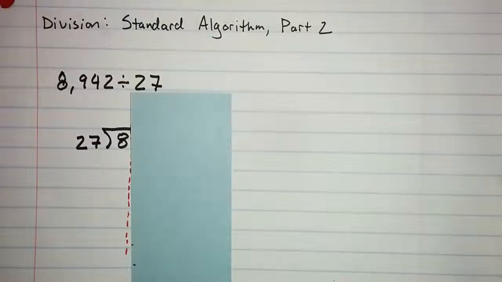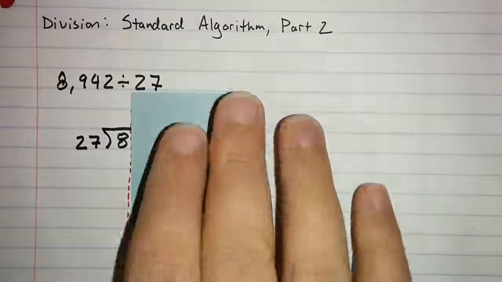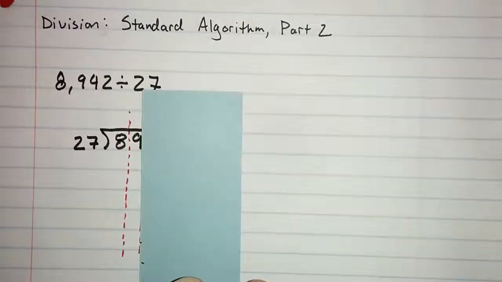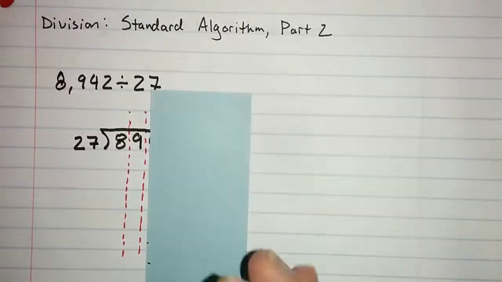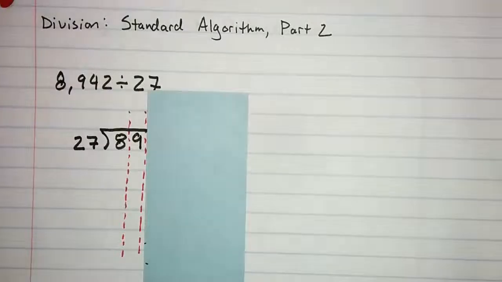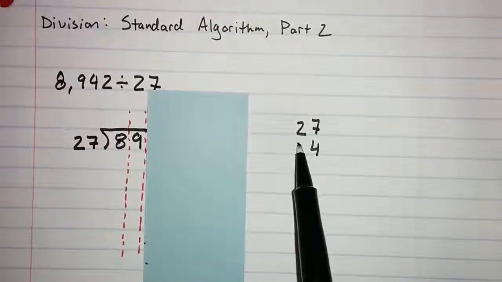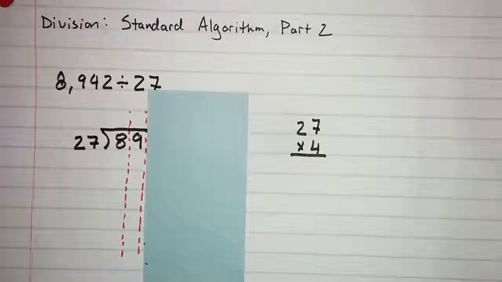27 certainly doesn't go into 8. But 27 does go into 89 at least once, because 89 is more than 27. So I want to take a wild guess. How many times does 27 go into 89? And maybe my first guess is 4. I'm going to go over to the side and work out what is 27 times 4.